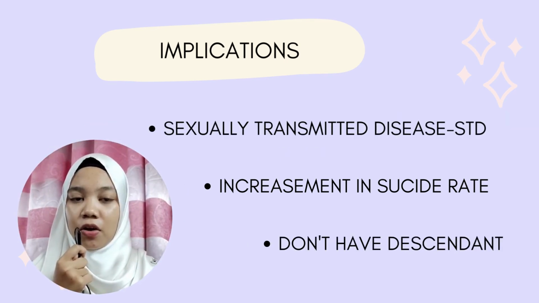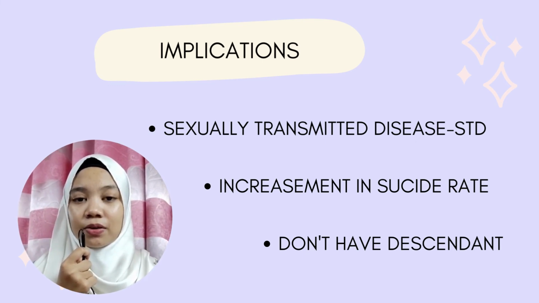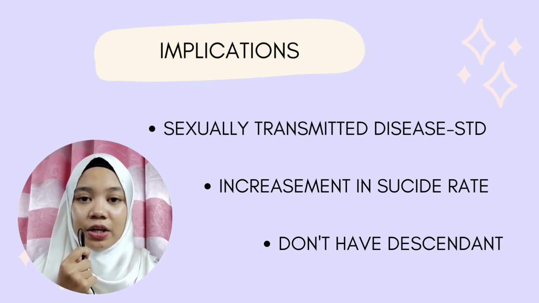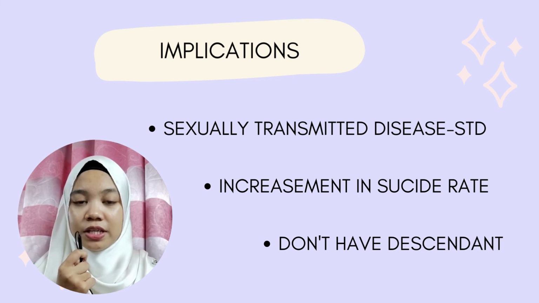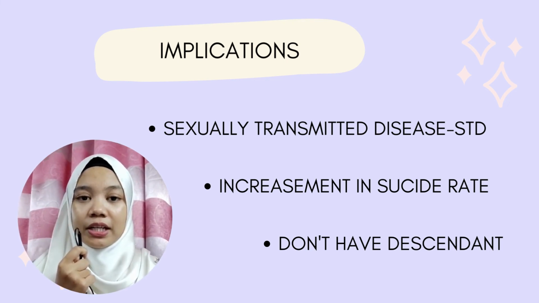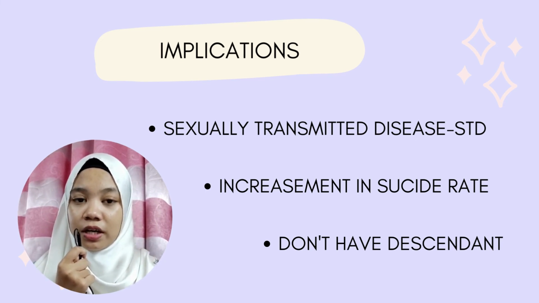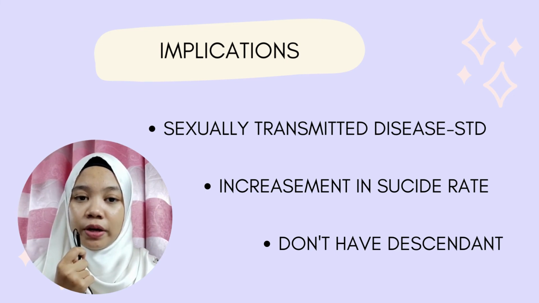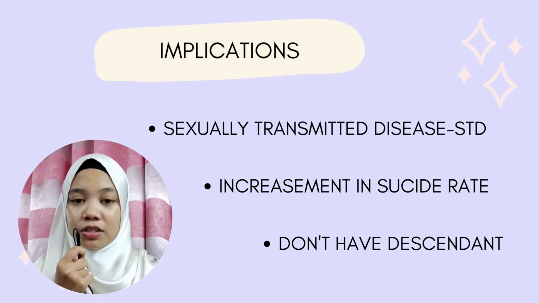Next is the effect of LGBT on a lack of human population. This is because someone who is gay, who likes men, cannot have children. Only women have a uterus and can give birth. The similarity of genitals causes them to be unable to have a child. Pregnancy occurs when a sperm cell from a man meets an egg cell from a woman. This process is known as fertilization or conception.